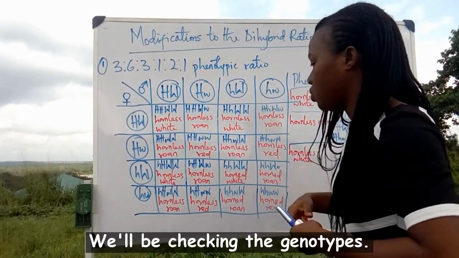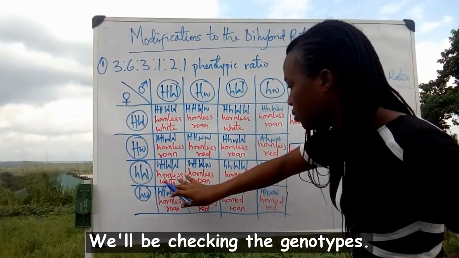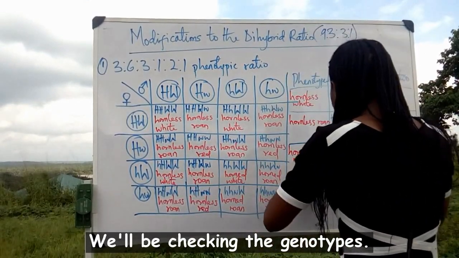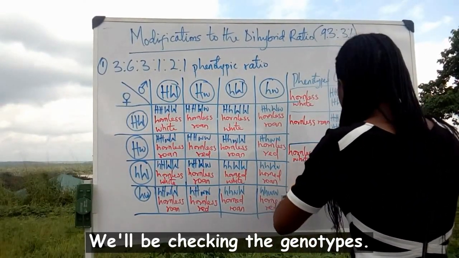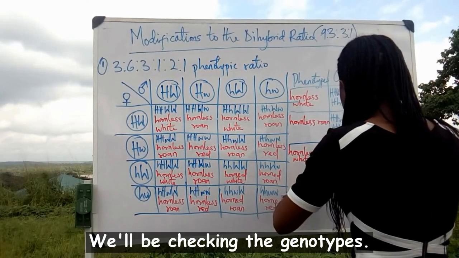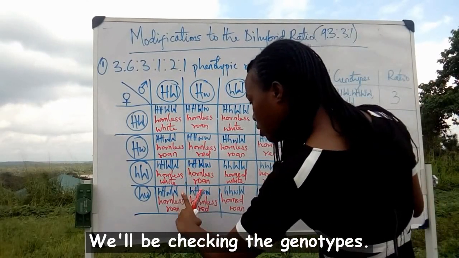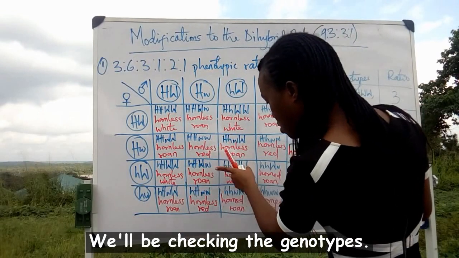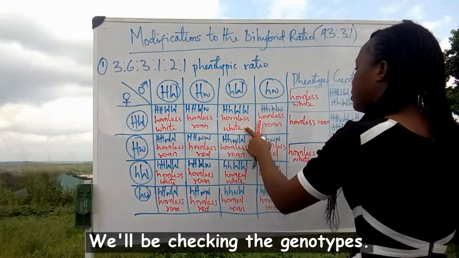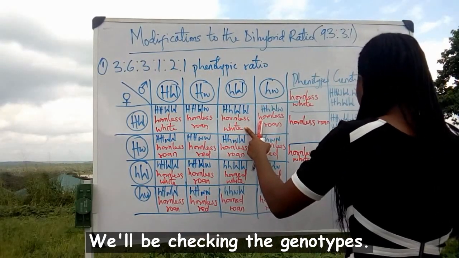So we'll be checking the genotypes. Hornless white, small h, big H, big W, big W. Hornless white. Yes. Big H, small h, big W, big W.